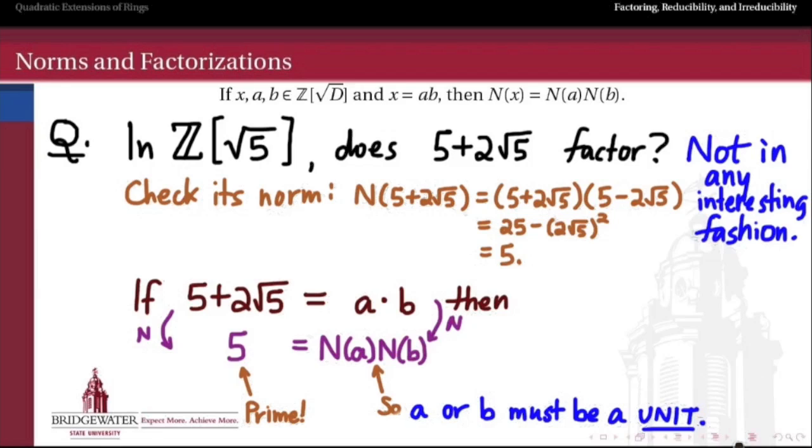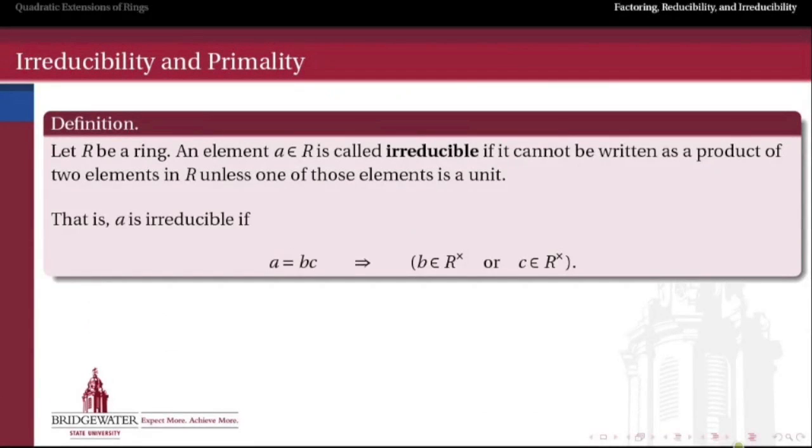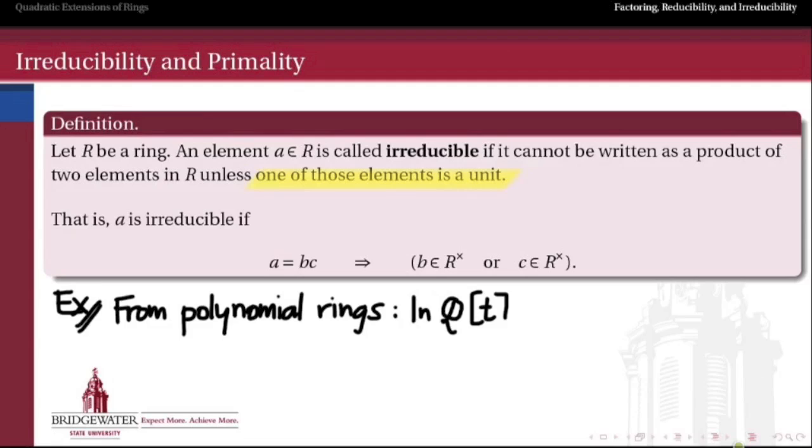So here's the important definition. An element of a ring is called irreducible if it cannot be written as a product of two elements in that ring, unless one of those elements happens to be a unit. So I can't break apart an irreducible element of a ring into two pieces unless one of those pieces is a boring old unit.